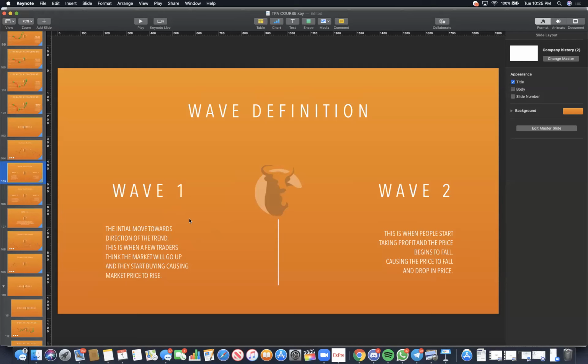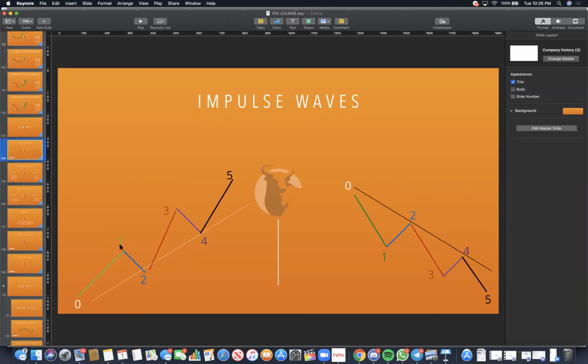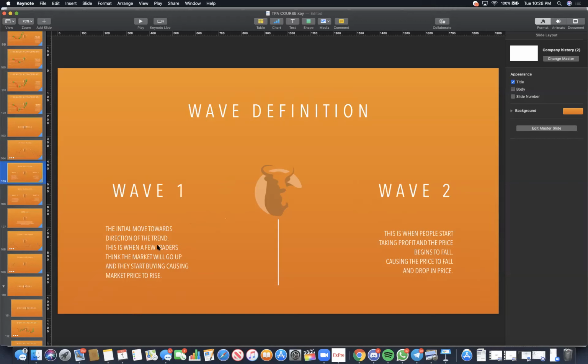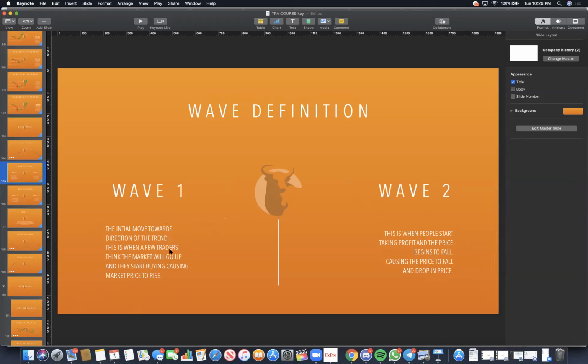So when we identify if the buyer or seller is in control, we spoke about engulfing candles, Marubozus, long bodies, all of these different candles. For us, the important thing is to understand what the first wave is. The first wave is, again, the first move to the upside. What happens is there are a few traders who think that the market will go up and they start buying, causing the market to rise in price. And as we said, this is the initial move towards the direction of the trend.